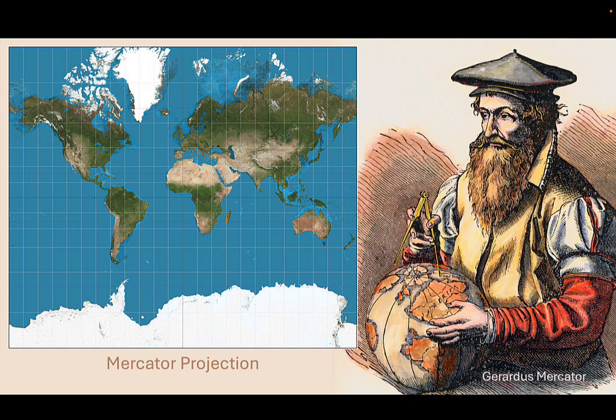Remember that it's impossible to present a globe, a round Earth, on a flat surface, and so trade-offs have to be made. The Mercator projection preserves shapes and angles, which helps with navigation, but it distorts land masses near the poles, making some areas appear far larger than they actually are.